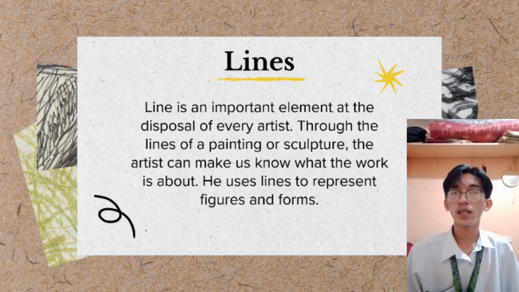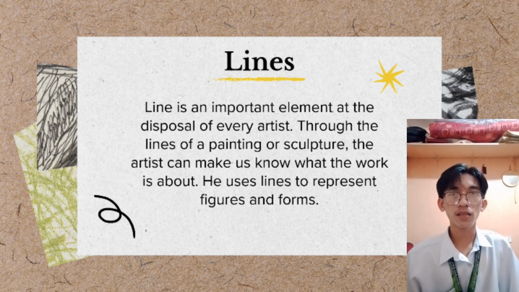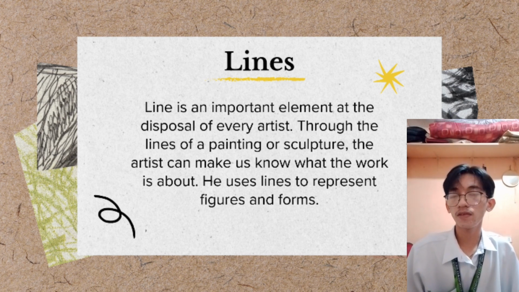So the type of line used, like straight, curved, or diagonal, and etc., can convey different emotions or meanings. Thick lines can be bold and assertive, thin lines delicate and subtle. The direction of the line also influences the viewer's experience. Vertical lines message strength and stability, while horizontal lines can convey calmness or rest.